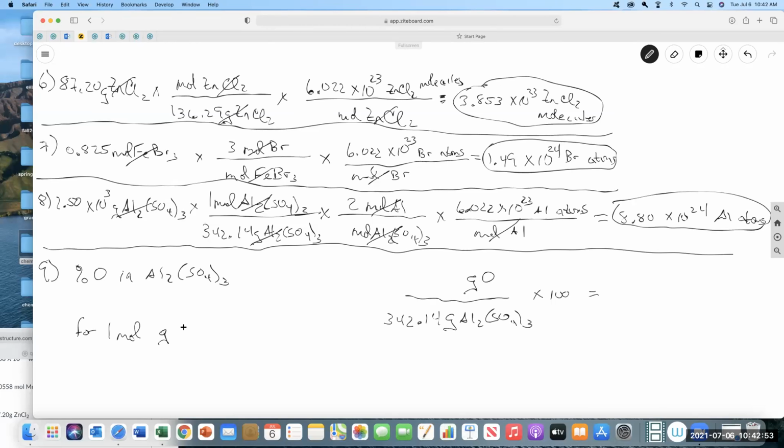We want grams of oxygen. Well, there's 12 oxygens times 16 grams per mole. So 12 times 16 is 192. Okay, this kind of stuff, just give me 2 decimal places. Sig figs are kind of out the window on this. Just go to a couple decimal places. All right, so that's 56.12%.